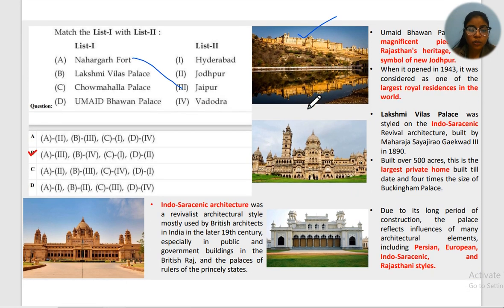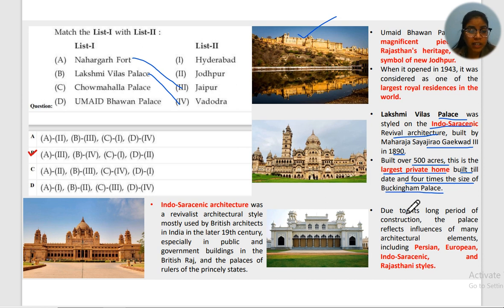It is located along the Aravalli Range, and this fort was built as a defense system of that time. Next, you have Lakshmi Villa Palace. So, Lakshmi Villa Palace is in Vadodara. Its architectural style is Indo-Saracenic revival architecture, which was built by Maharaja Sayajirao Gaikwad in the year 1890, and it was built over an area of 500 acres. This is the largest private home built till date and four times the size of the Buckingham Palace.